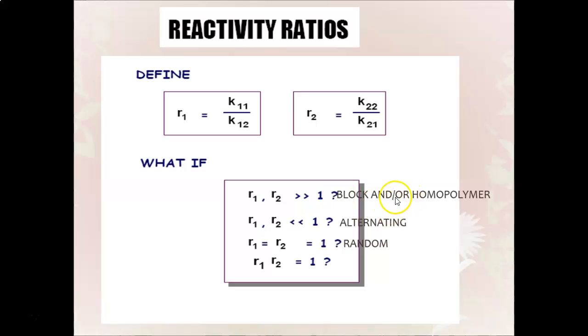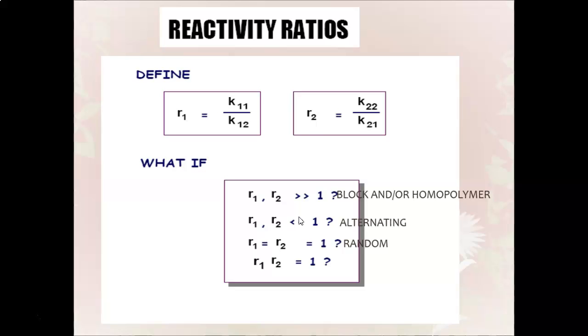Block or homopolymer: the condition is if r1 and r2 are both greater than unity, then both radicals would prefer to react with their own monomer. So the addition of the same type of monomer would continue successively until there is a chance addition of the other type of monomer, and the sequence of this monomer is added repeatedly. So we call it a block copolymer, which is more than 1.